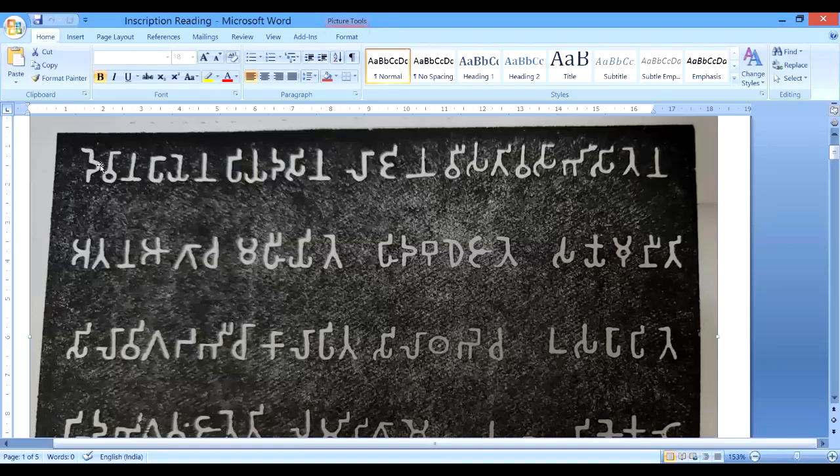One interesting thing you can see in the inscription, there is no stop. There is no danda. There is no pause. It's running matter. And we cannot find the gap between words.